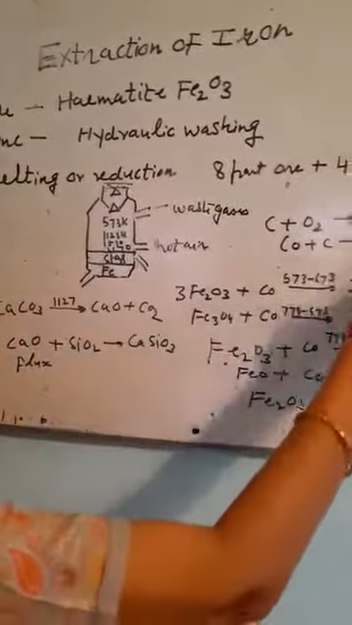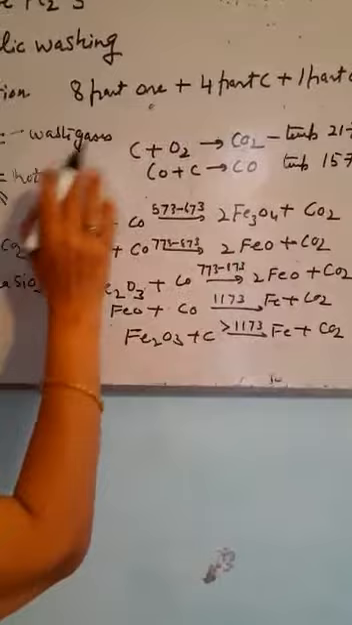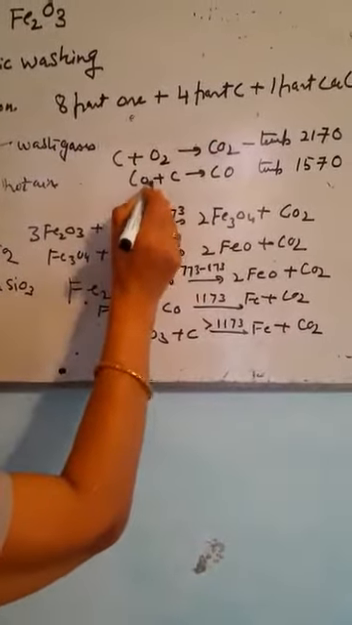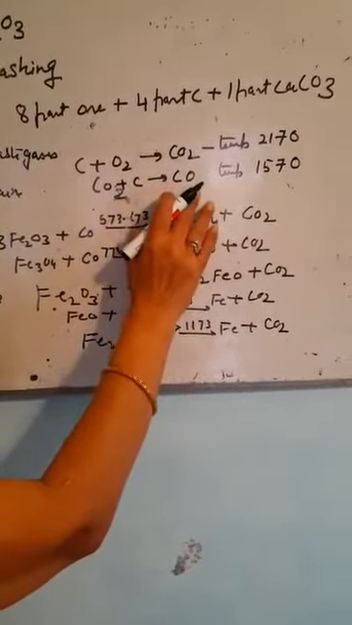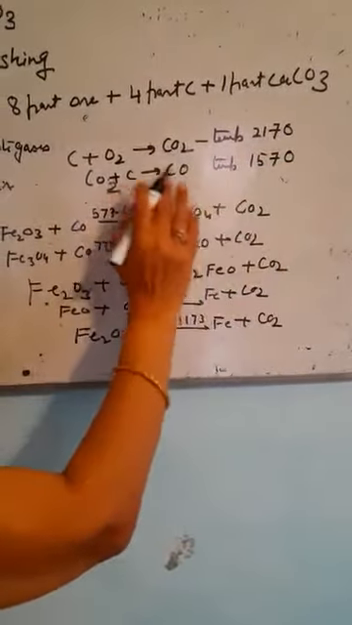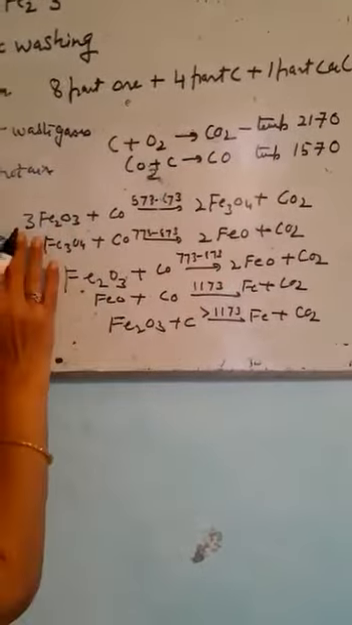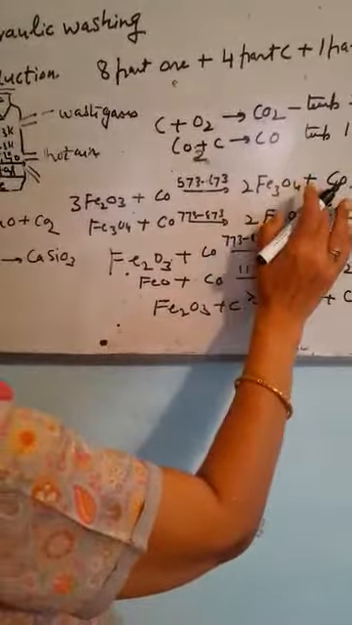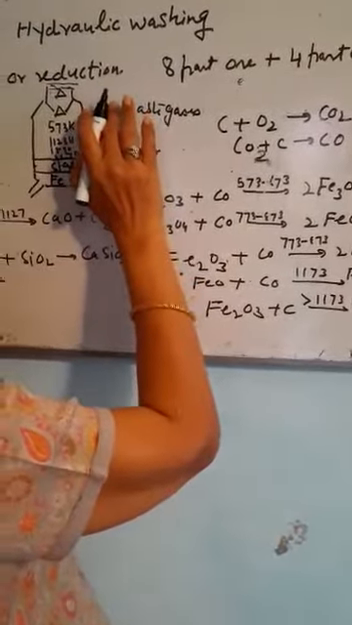First of all, at the temperature of 2170 Kelvin, the coke combines with hot air to form carbon dioxide. This carbon dioxide further combines with coke to form carbon monoxide at the temperature of 1570 Kelvin. This carbon monoxide acts as a reducing agent. It reacts with Fe2O3 and gives Fe3O4 with the release of carbon dioxide, which is released from this part.